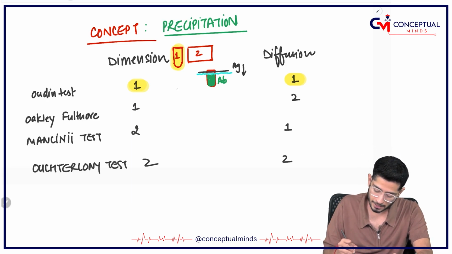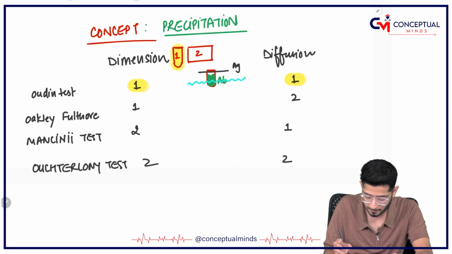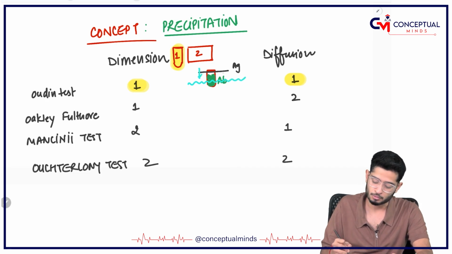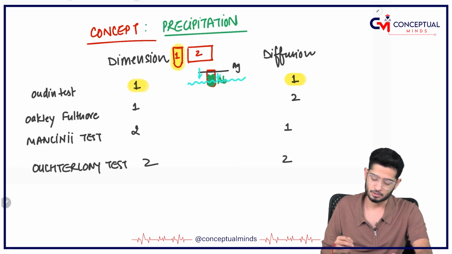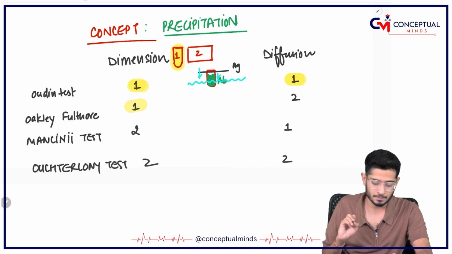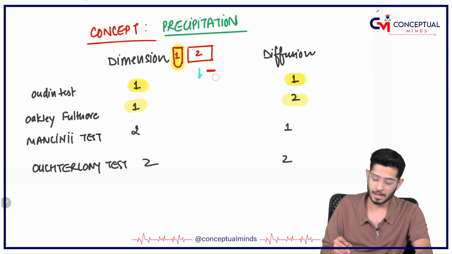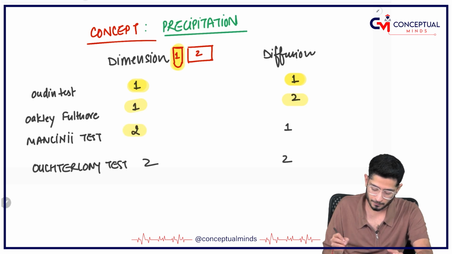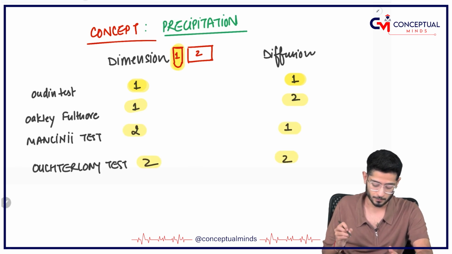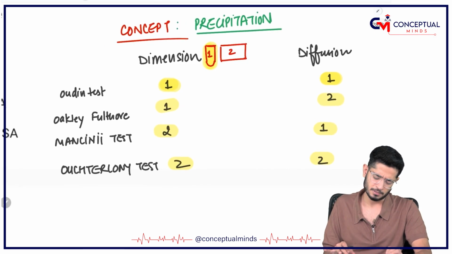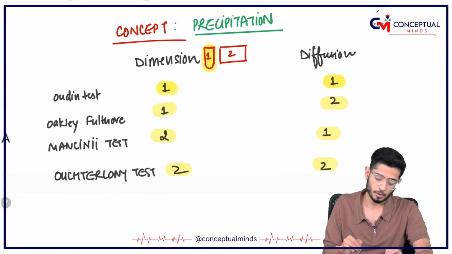Similarly, for example, in the same tube, if it would have been here, that means the antigen has also moved, the antibody has also moved. So, this was one dimension but two diffusion, and similarly you can expect this from the slides also, okay. But this is not important. What is important is, what are the names?